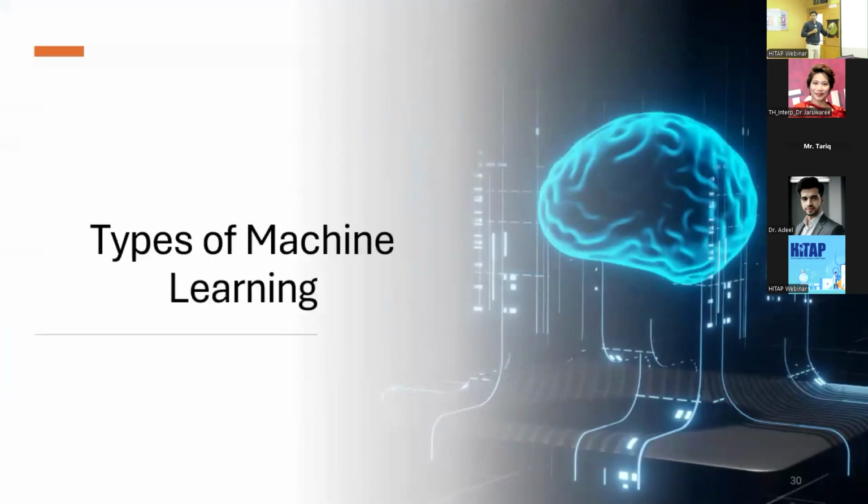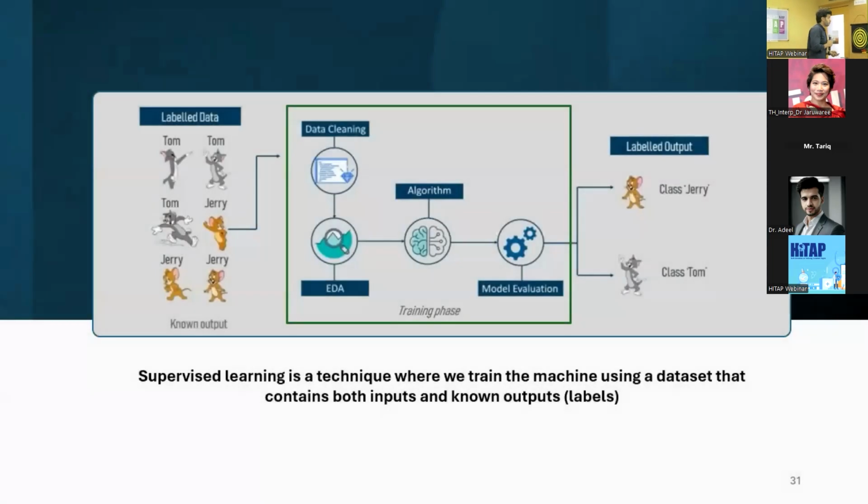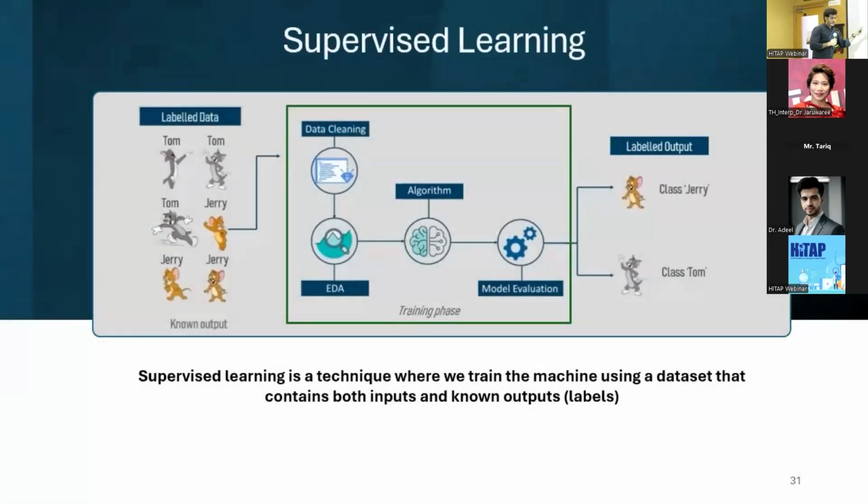So this was the total overview of machine learning. Now I will discuss some types of machine learning. Actually, we have 3 machine learning types. One is supervised learning, second is unsupervised learning, and the third is reinforcement learning. Let's discuss supervised learning first. Actually, this is the very famous and most widely used type of machine learning, and nowadays most applications follow supervised learning.